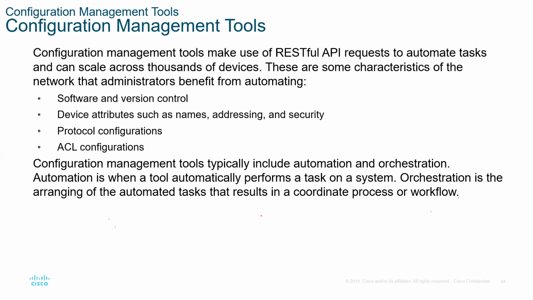And this helps in automating software and version control, protocol configurations, ACL configurations. I think some of the simple tasks, there is some VLANs, even with some IP addresses, assigning IP addresses, that can be automated easily. Assigning host names, automated easily. ACLs, automated easily with the use of APIs.